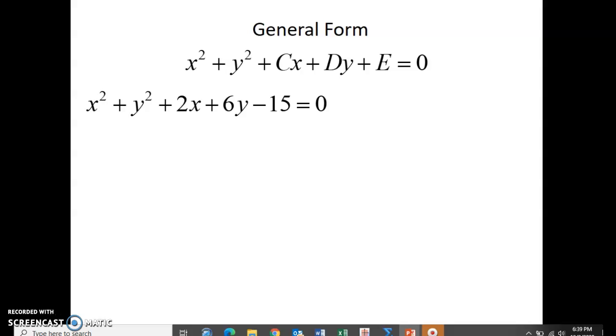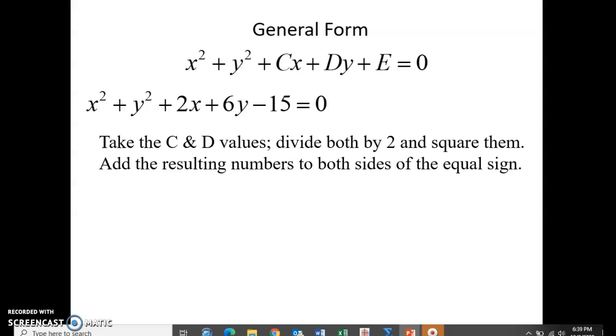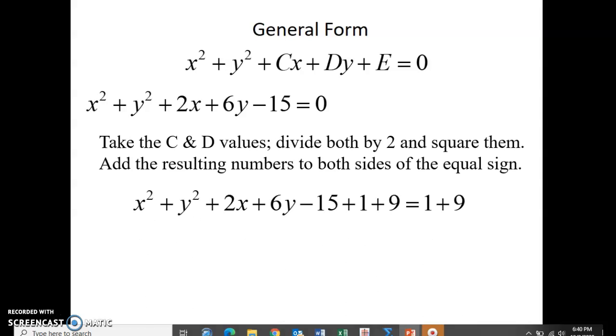So first step is you're going to take the c and the d values, and the c and the d values are corresponded by the terms in front of the x and the y that is not being squared. So that would be 2 and 6. Okay, you're going to take both those numbers, 2 and 6, you're going to divide them both by 2, you're going to square it. So 2 divided by 2 is 1, and 1 squared is 1. So we're going to put that in the equation in a minute. 6 divided by 2 is 3, and 3 squared is 9. So we're going to rewrite those numbers, 1 and 9, in our equation, and we're going to put them on both sides of the equal sign. So it looks like this.